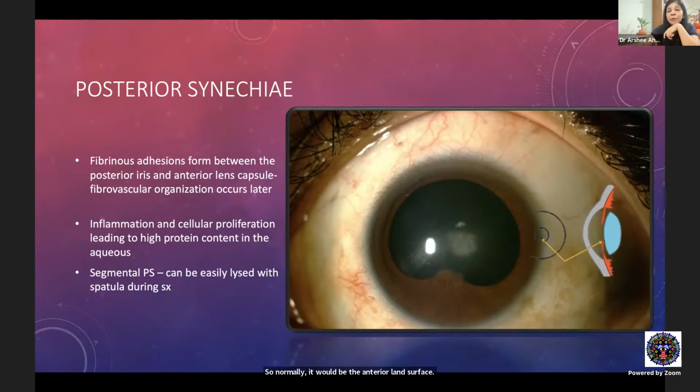So here we see in this photograph this segmental posterior synechia which has formed, and the reason for formation is that there is breakdown of the blood aqueous barrier resulting in a lot of cellular proliferation and high protein content in the aqueous, which leads to the formation of these fibrinous adhesions. Now these segmental fine posterior synechia can be relieved by the use of cycloplegic mydriatic agents, and if they are persistent or bound down, you can also lyse them easily with spatulas during surgery. So that was about the posterior synechia.